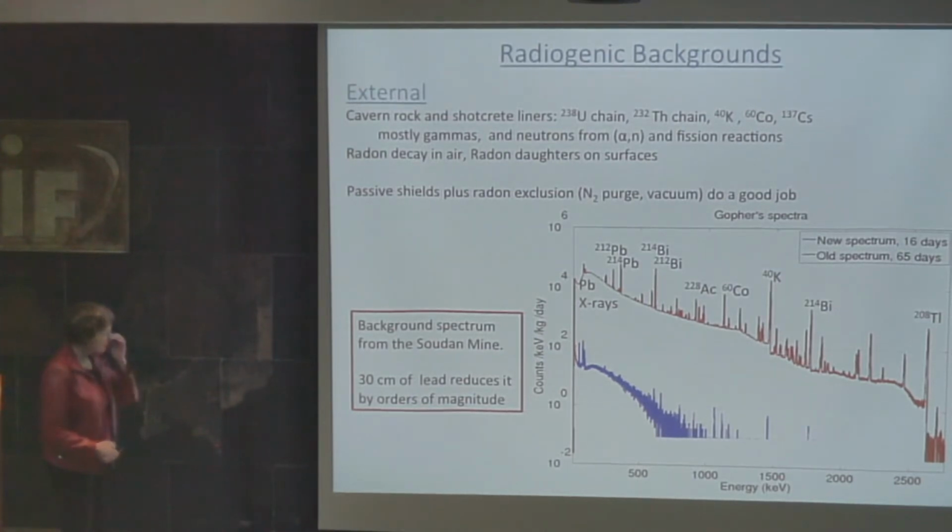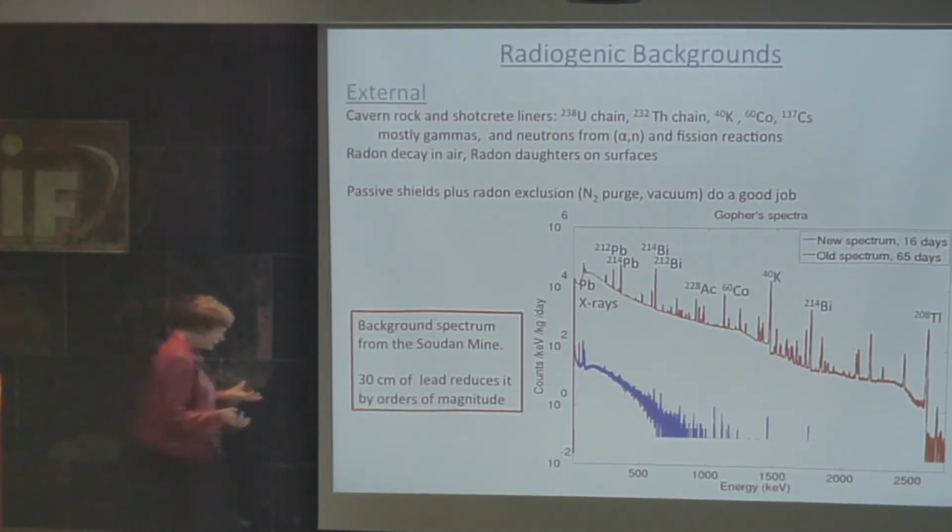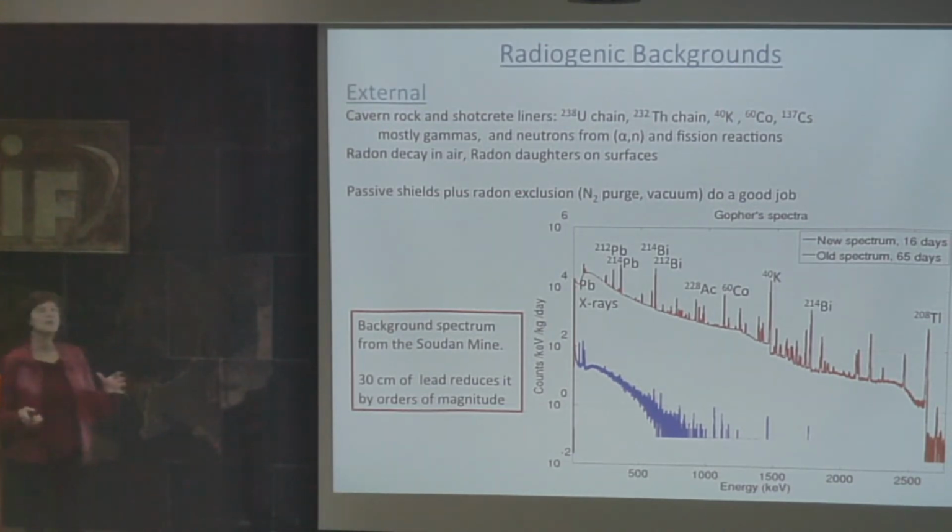Well, radon, prompt radon daughters. Having radon just gives you gamma rays, and it's usually not a problem because you can put some sort of radon barrier around your device and purge it with nitrogen and keep the radon out. I'll mention later something called radon plate-out, which is a far worse problem.